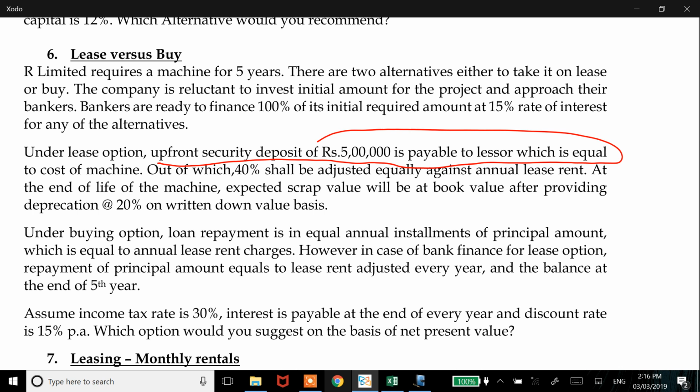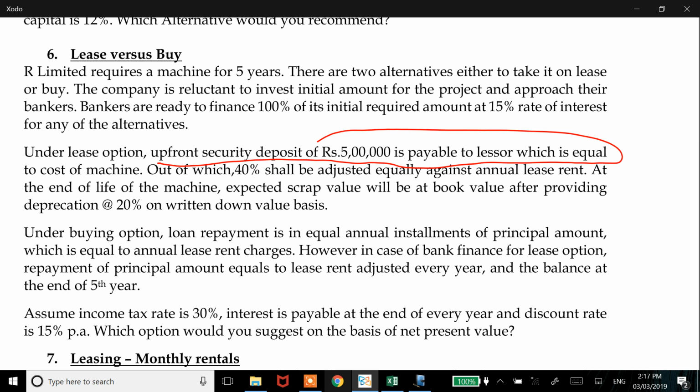I get that 5 lakhs only through a loan route, out of which 40% shall be adjusted equally against annual lease rent. So whatever the lease rent they are saying, 40% of that will get adjusted and 60% needs to be paid. At the end of the life, expected scrap value will be at the book value after providing depreciation at 20% on written down value basis. In fact, this information is not for lease, it's for loan. You cannot provide depreciation if you are going through a lease route.